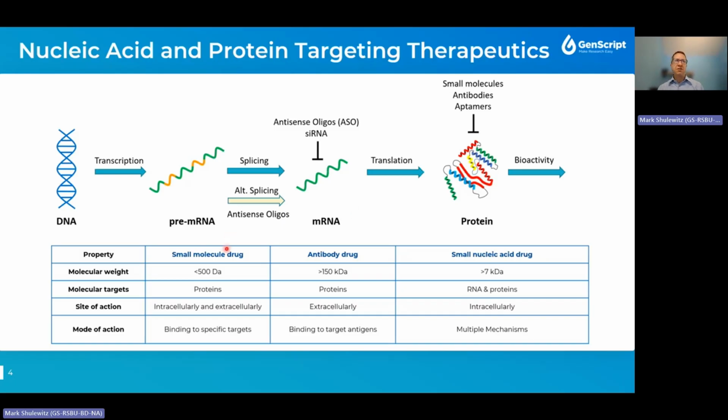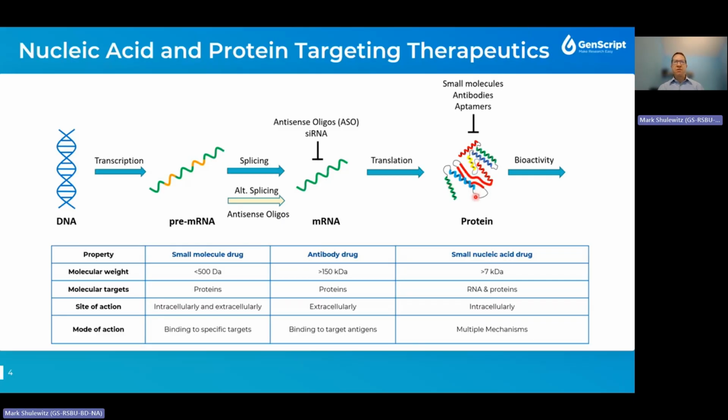First, there are small molecule drugs. Small molecules are synthetic chemicals that bind directly to proteins and directly inhibit their activity. Second, antibodies have been developed that, like small molecules, bind to proteins and also inhibit their activity.